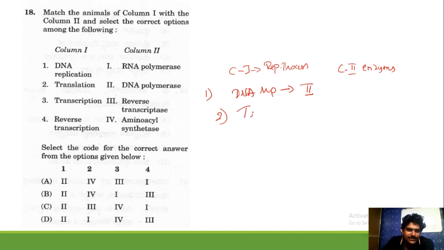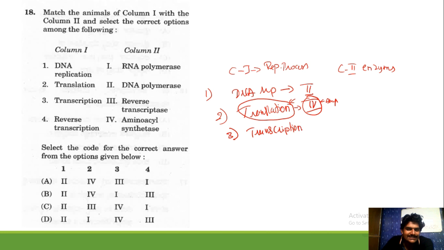The second one is translation. In the process of translation, the best match given is amino acyl synthetase. Translation is the process where the tRNA is involved. So this amino acyl synthetase helps the tRNA to pick up the amino acids. Or we can also say this amino acyl synthetase activates the amino acids to get attached to the tRNA. So either way. Then the third one is transcription.